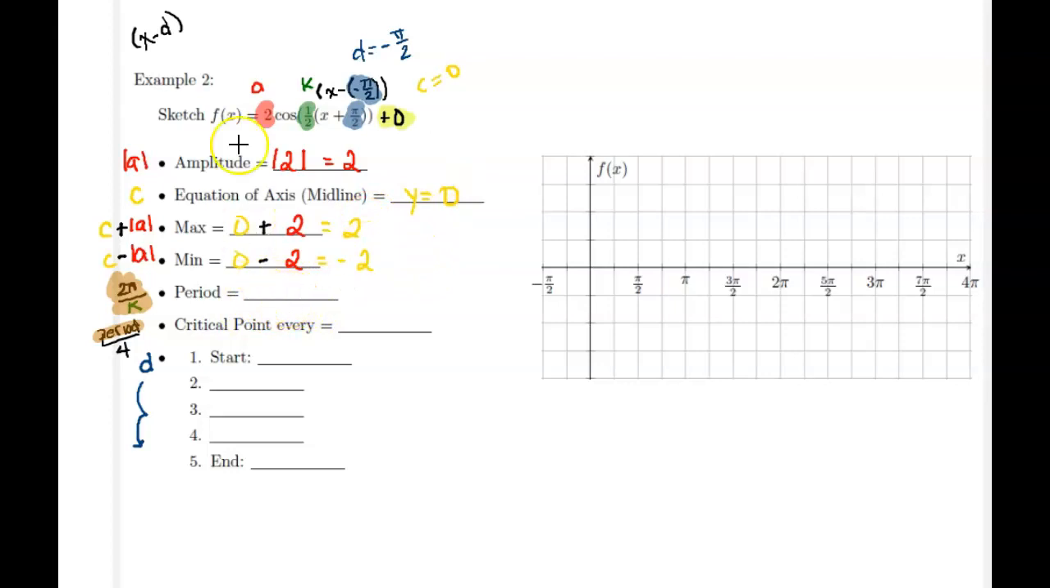Moving on to the period here, or the length of one cycle, we have to take my 2 pi, because that's the length of the original cosine function without it being transformed, and I divide it by my value of k. Well, my k value itself is 1 over 2. So I have a fraction divided by a fraction. So this will actually end up being 4 pi. Well, how would that happen, you might ask? So let's see what that looks like.